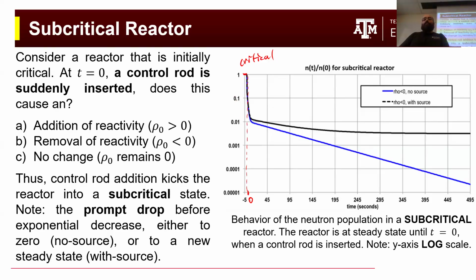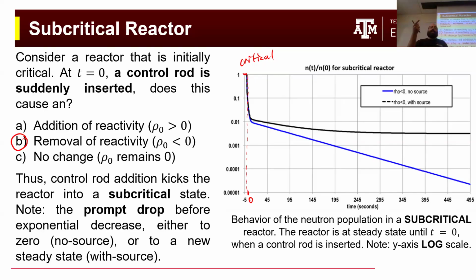If we insert a control rod, it is going to effectively remove reactivity from our system. It's going to increase the absorption, which is going to effectively mean that the number of neutrons that are free in our system is going to go down. So adding the control rod removes reactivity because it increases absorption. And then that means that we have a reactor that is subcritical.